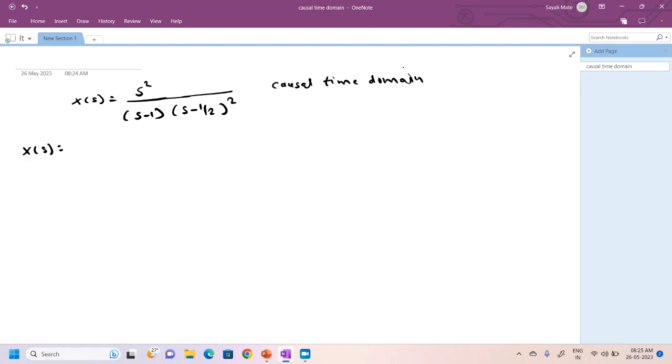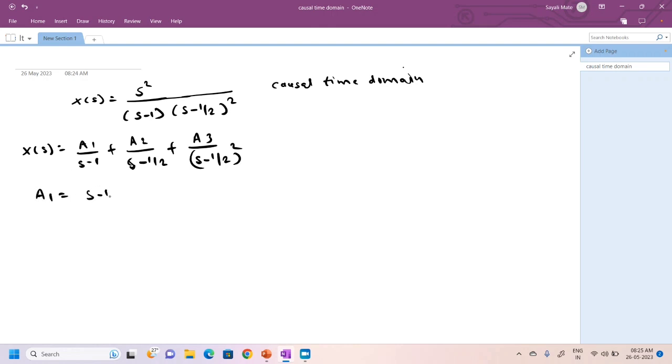So X(s) = A1/(s − 1) + A2/(s − 1/2) + A3/(s − 1/2)². Now let us calculate the coefficients A1, A2 and A3.